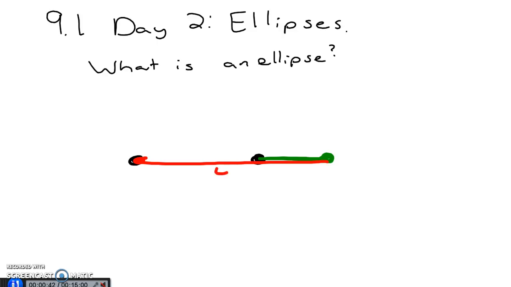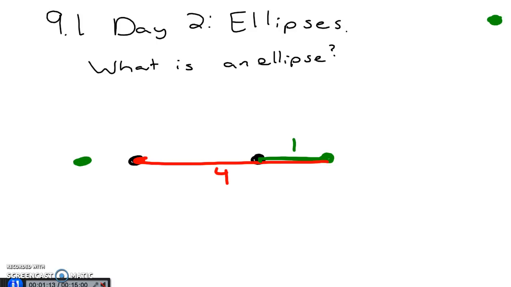And let's say in this moment that red distance is 4 and this green distance is 1. That would make the sum of those distances 5. So there's another point over here that would be 1 away from the black point to the left and 4 away from the black point to the right. So it'd be 5 away.